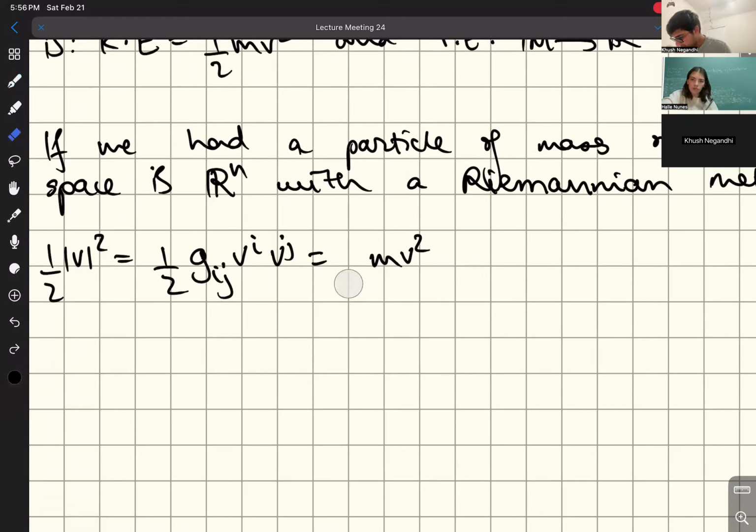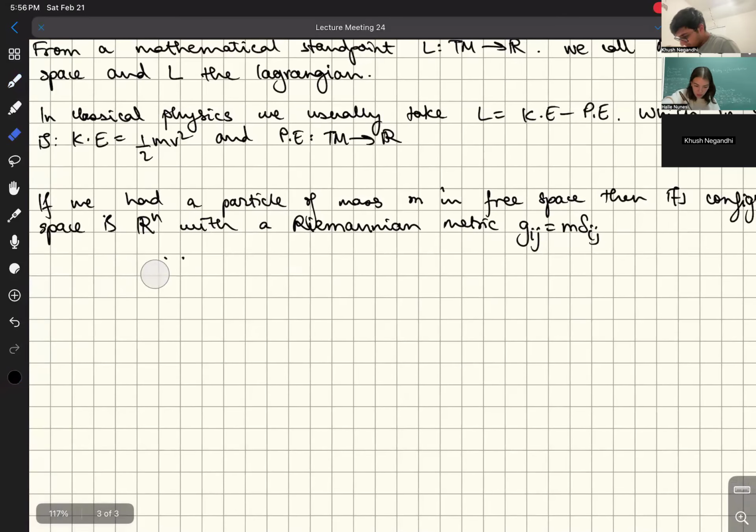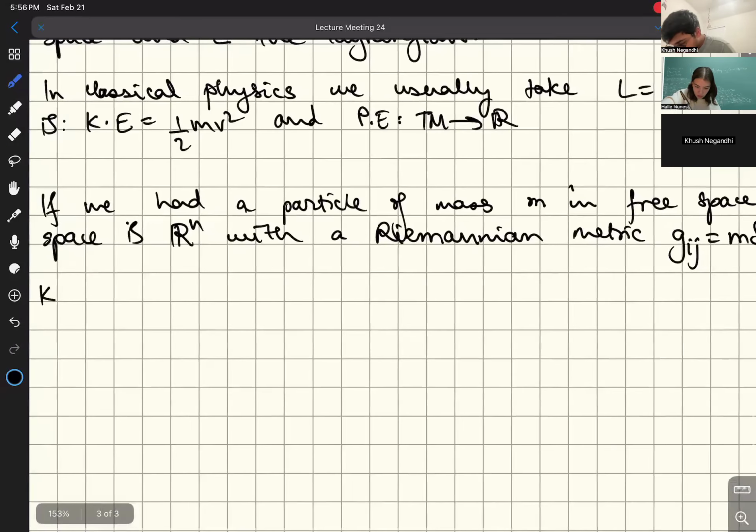This will technically be mv squared like this. So it now, okay. Now its kinetic energy will then be 1/2 Gij vi vj. Okay, and then you can check that this is the same thing as saying that its kinetic energy is 1/2 mv squared.